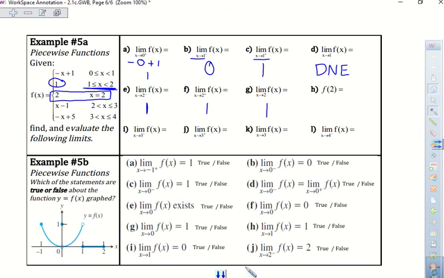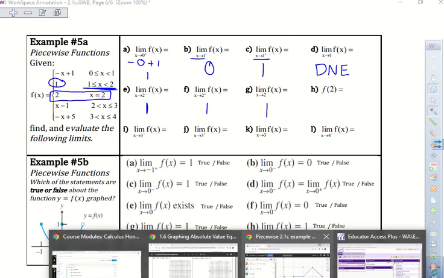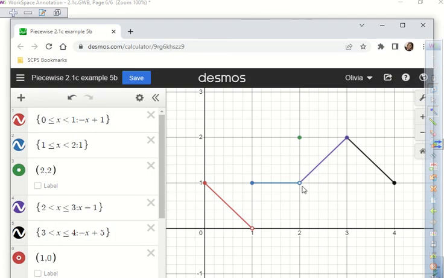Now we're looking to evaluate the function at that point. So is evaluating a limit and a function the same? No, because with a limit, we don't care if that point actually exists. The point doesn't exist here, at 2.